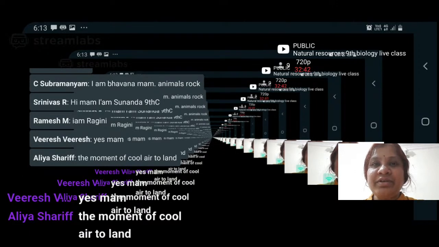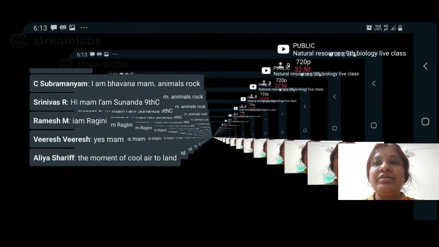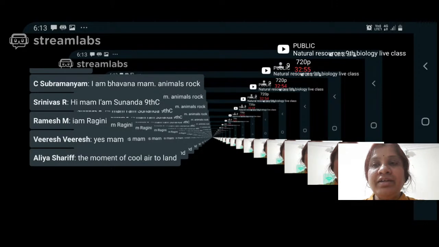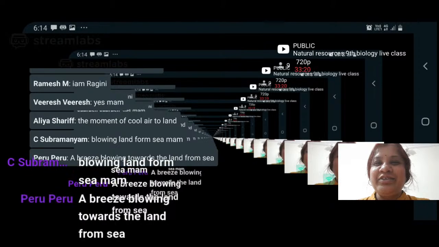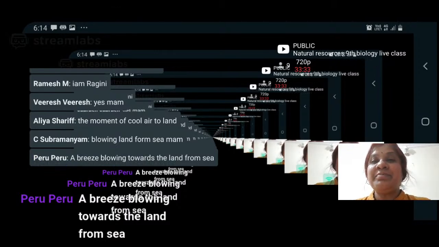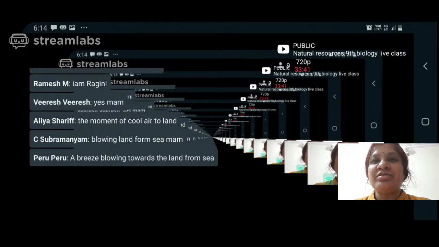Very good. Muskan, very good. The movement of cool air from the sea towards the land, towards the low pressure where the air is at low pressure. Good answer. And what is land breeze? Okay, what is land breeze? Blowing towards the land from the sea. Okay, that is sea breeze. That answer is good for sea breeze. Shushrinya's answer is good, and Bhavana's answer is not so clear.